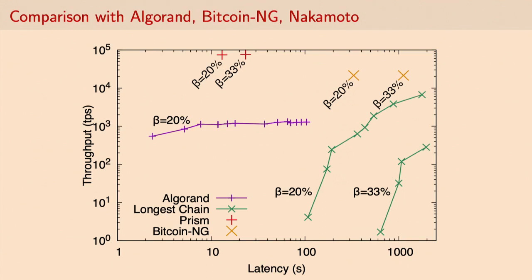We see that we pay a huge price in confirmation latency for Bitcoin NG and Bitcoin. And finally, for Algorand, Algorand's latency will spike up to infinity if we try to increase the security to 33%, so we cannot test that. And finally, we also test Prism with even higher security settings.